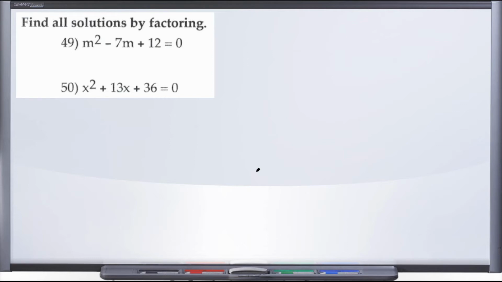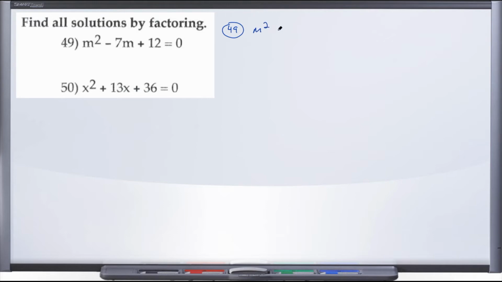All right, so here with 49, or starting with 49, we are now going to be combining everything that we've learned up to this point. So not only are we going to be factoring, but we're also then going to be finding the solution. So once we have factored our polynomials, we're then going to set each factor equal to 0. So let's start with 49, and we'll rewrite it out to the side here.